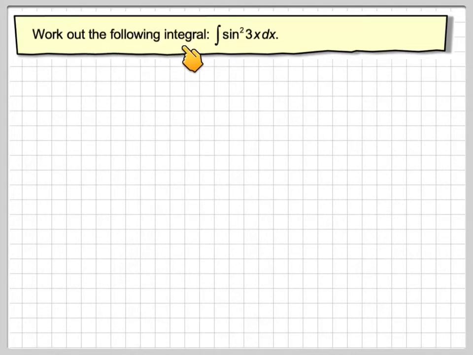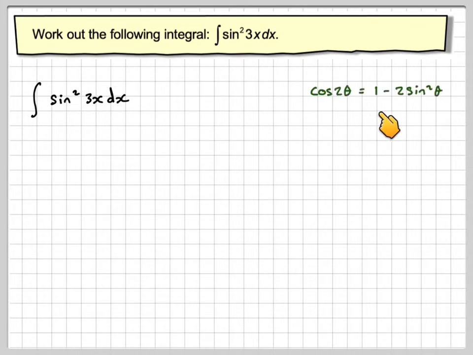Work out the following integral, the integral of sine squared 3x dx. So here we have to do sine squared of a multiple angle. Now you might remember that cos 2 theta is equal to 1 minus 2 sine squared theta.